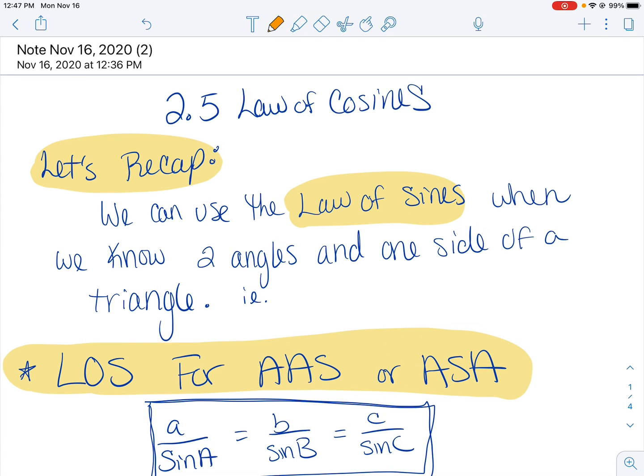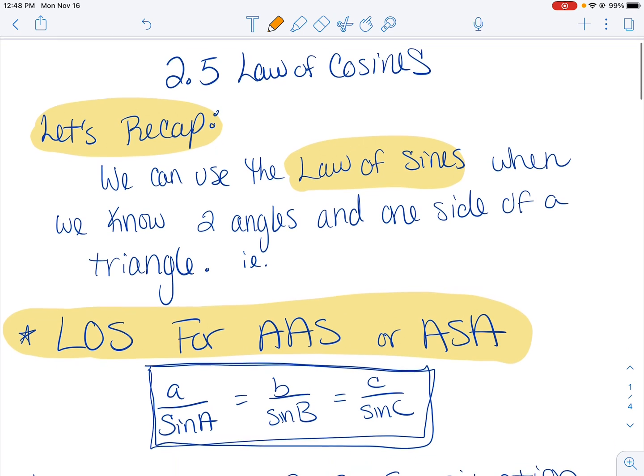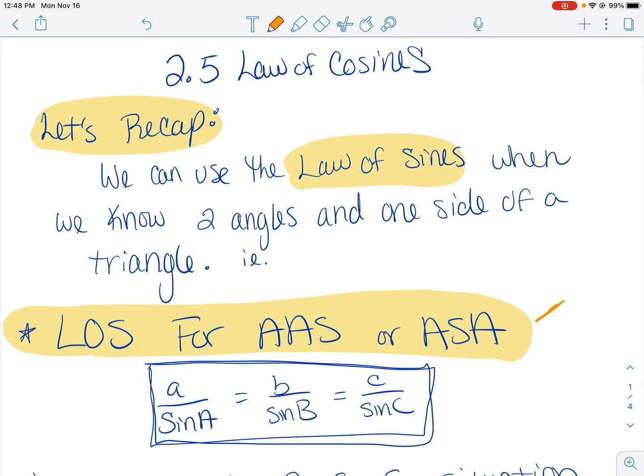We recently worked on the law of sines, and I just want to recap a little bit of information about that. First, we found out last time that we can use the law of sines when we know two angles and one side of a triangle. So we have to know two angles and one side. If you think back to geometry, then we can use the law of sines. I abbreviated that LOS because it's too much to write every time.